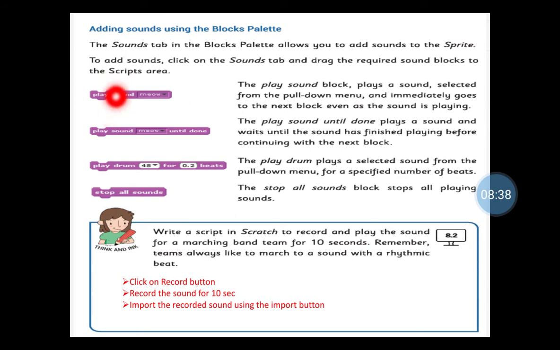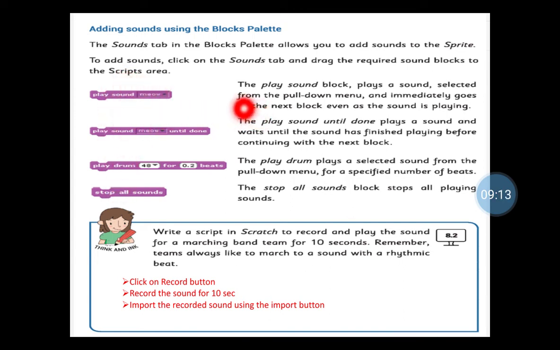Whichever block you want, you just drag from here and drop it in the script area. You just drag the sound from the block palette here to the script area. The play sound, here these are some of the block palettes. Okay, one by one I will explain what these particular block palettes do.